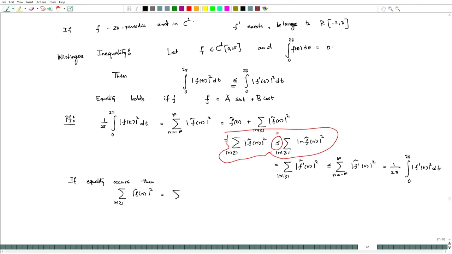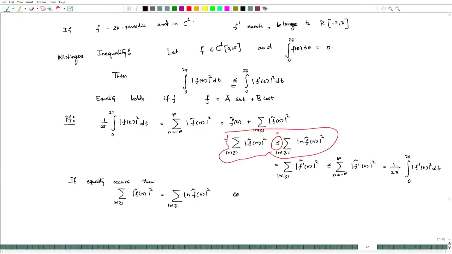Then the square is equal to summation over mod n greater or equal to 1 of mod n times f hat of n square, because this is going to force this inequality to be equality if equality is occurring there. So now, as you can see, for mod n greater than 1, mod of f hat of n square is strictly less than mod n f hat of n square.